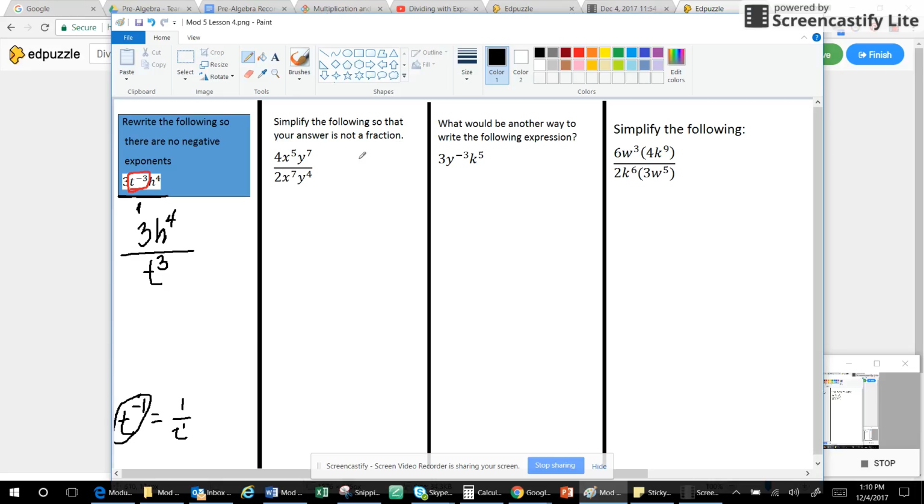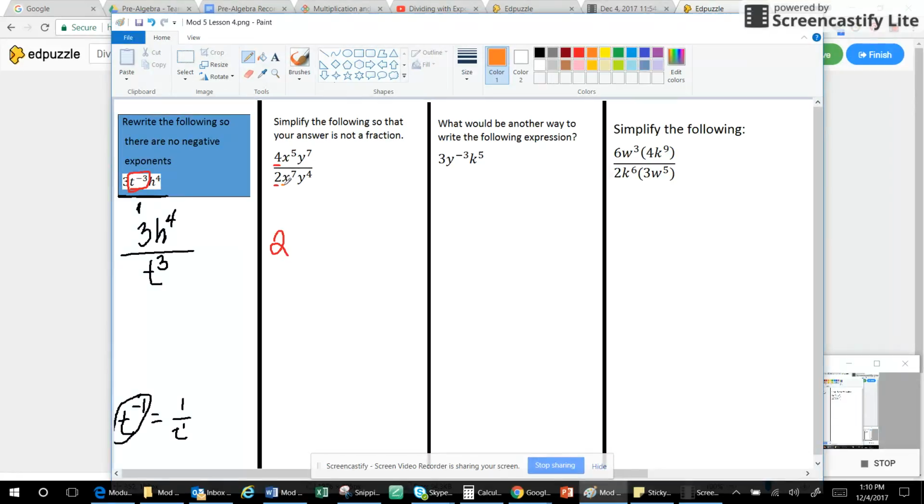All right. The second one, it says simplify the following so that your answer is not a fraction. So we want to simplify this and get rid of any remnants of a fraction. Go ahead and try it, and then hit continue to check your work and see how you did. So the first thing we would do is we'd say, okay, I see I have 4 divided by 2. That's just 2.